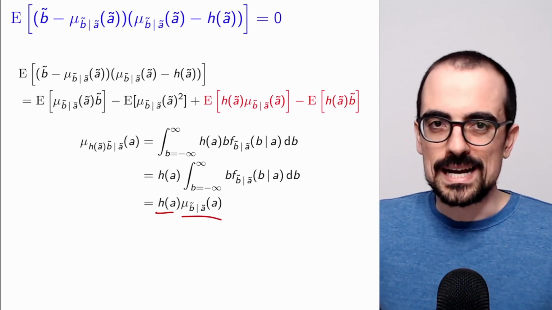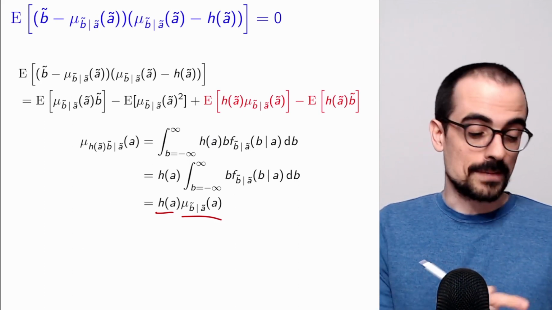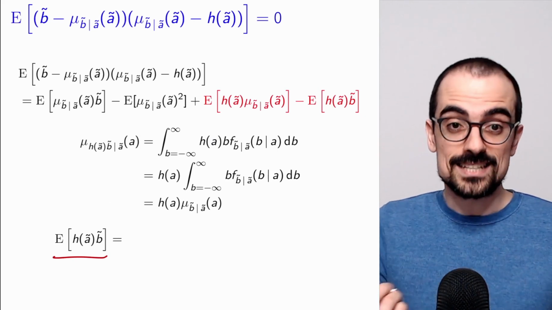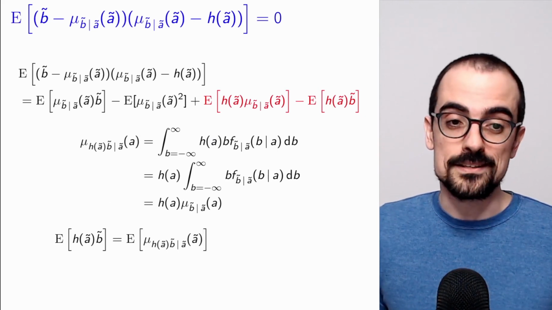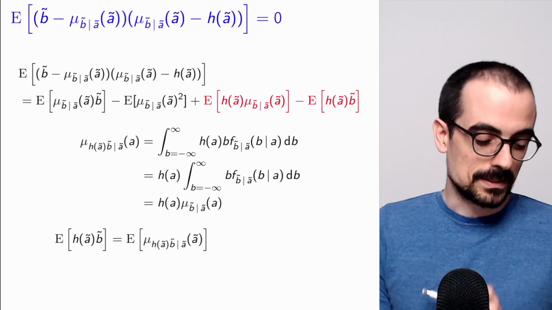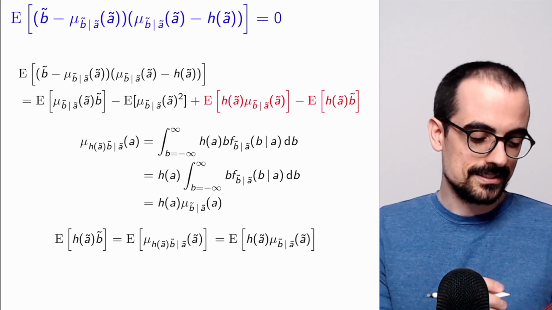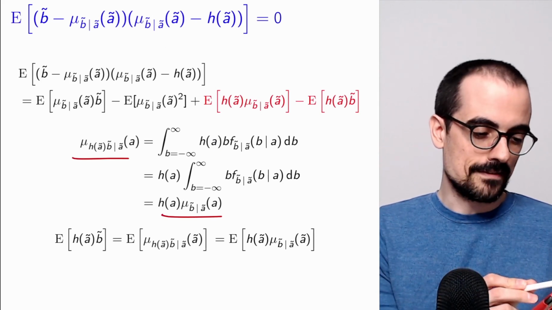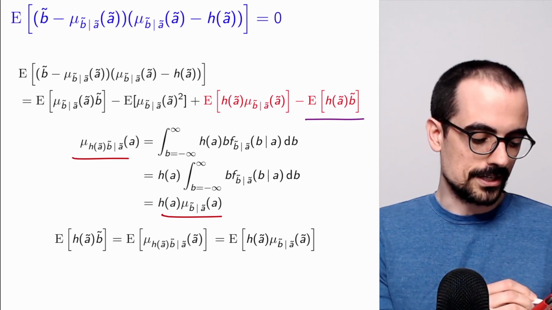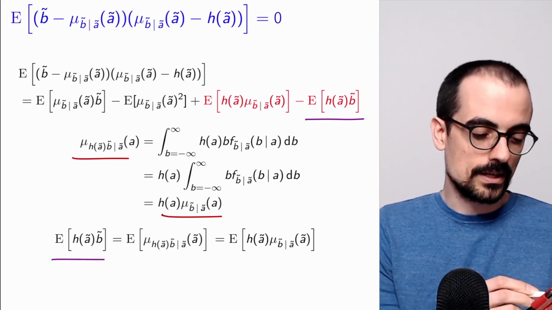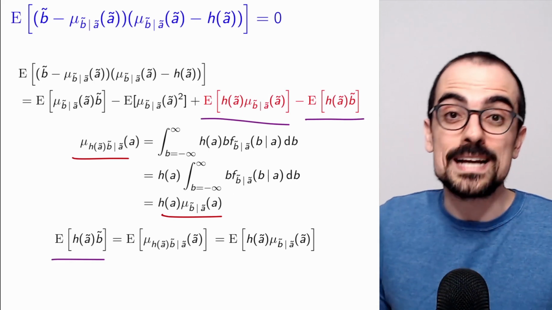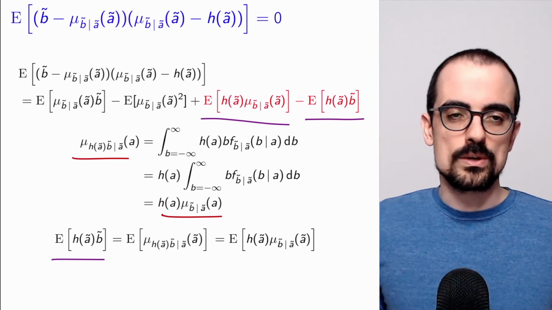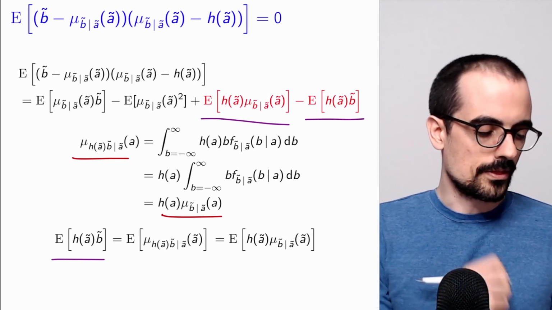Why is that important? By iterated expectation, the expected value of h(A) times B is equal to the expected value of its conditional mean. But the expected value of its conditional mean is the expected value of this guy, because we have proved here that it's equal to the conditional mean. So here we have the expected value of h(A) times B, and here we have essentially the expected value of its conditional mean. By iterated expectation, those quantities are the same, so they cancel out. Okay, we're done with the third and fourth terms.